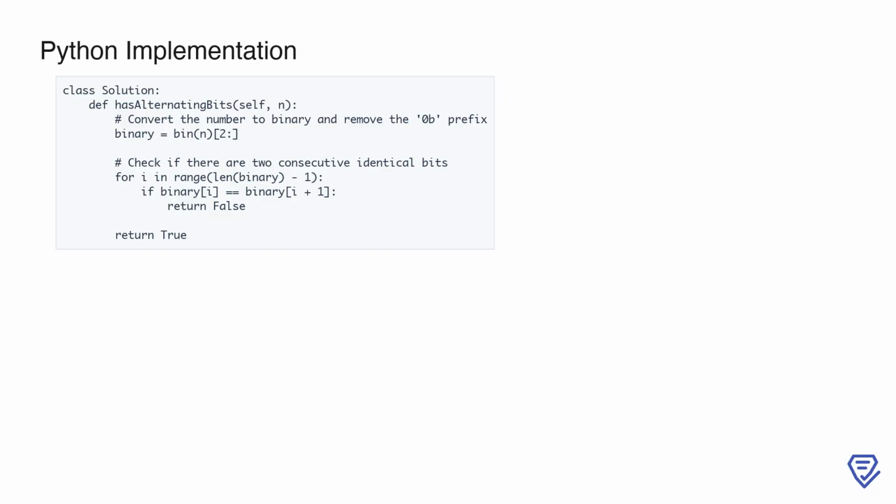This approach ensures that the function efficiently checks the alternating bit condition, as it stops as soon as a violation is detected. The algorithm is straightforward and leverages Python's string manipulation capabilities for clarity and simplicity. The time complexity is O(k), where k is the length of the binary representation of n, and the space complexity is O(k), due to the binary string storage.